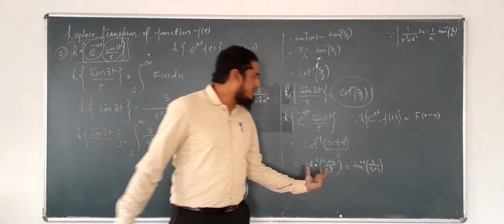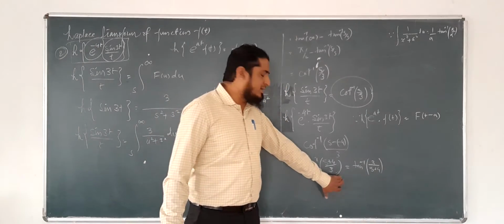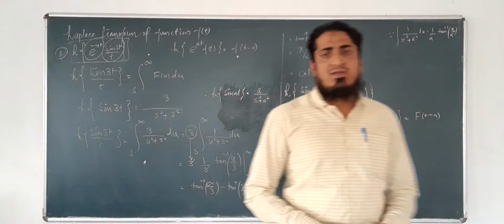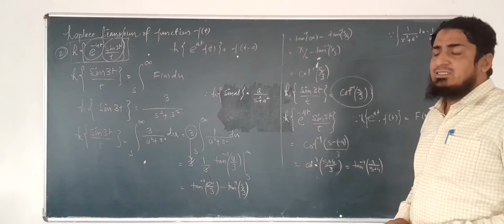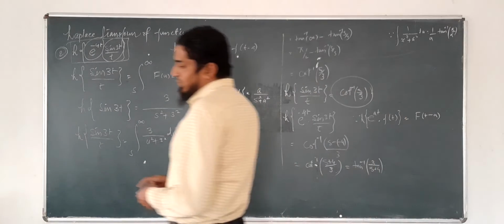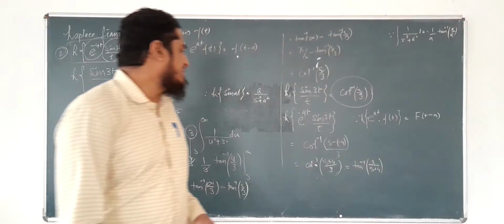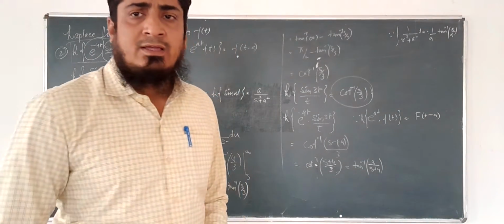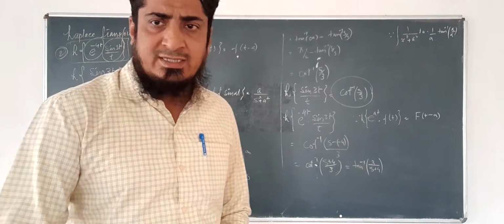Both the answers are correct. If you want to stop at this point, you can, and if you want to continue up to tan inverse of 3 by s plus 4, it is also okay for the result. Yeah, it was our second example, and now we will start with the third example.